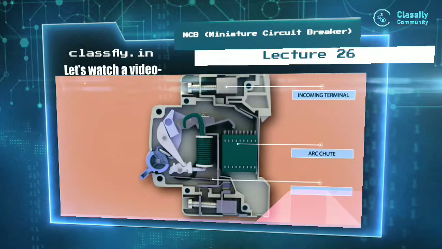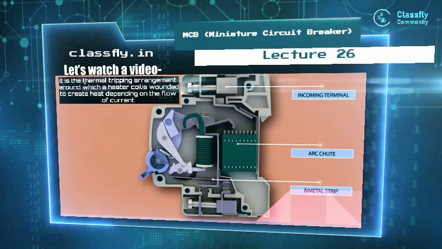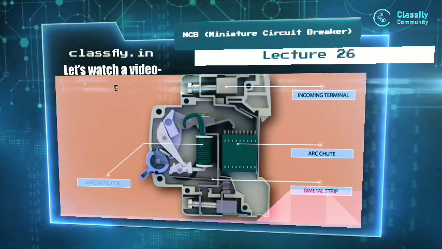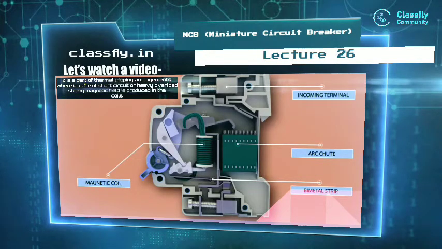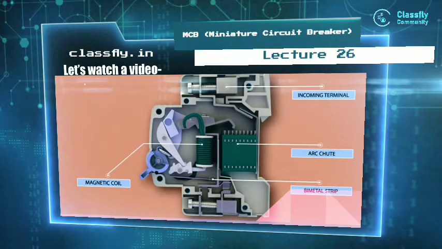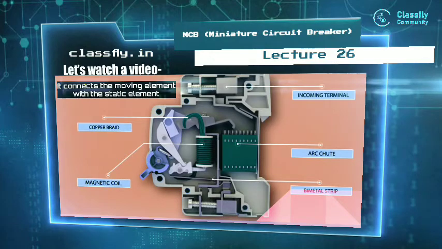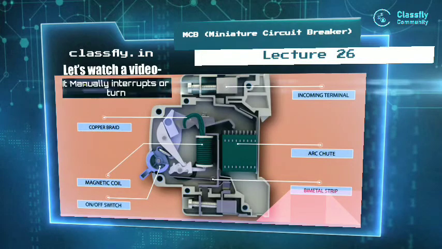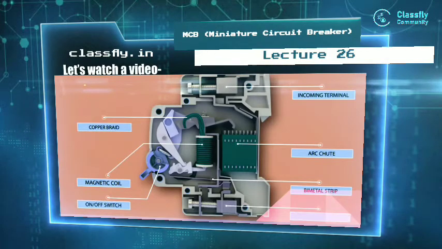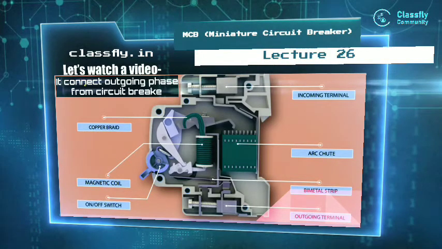The third part is the bimetallic strip. It is the thermal tripping arrangement around which a heater coil is wound to create heat depending on the flow of current. The fourth part is the magnetic coil. It is also a part of the tripping arrangement. In case of short circuit or heavy overloads, a strong magnetic field is produced in the coil. The next part is the copper braid. It connects the moving element with the static element. The most important part is the on-off switch operator, which manually interrupts or turns on the electric circuit. The last part is the outgoing terminal, which connects the outgoing phase from the circuit breaker.